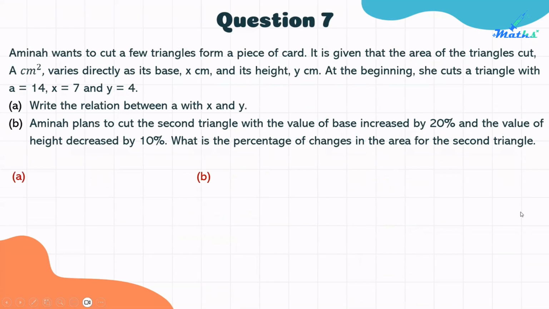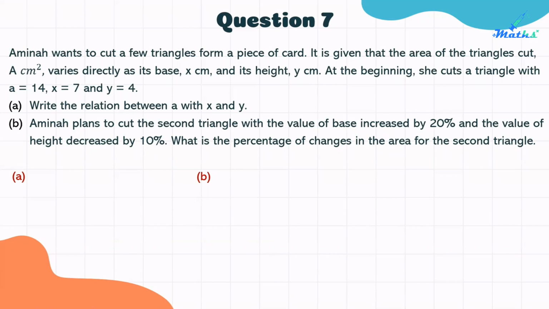Okay, question 7, which is the last question for our direct variation. Amina wants to cut a few triangles from a piece of card. It is given that the area of the triangle cut, A cm squared, varies directly as its base x cm and its height y cm. At the beginning, she cut a triangle with A equal to 14, x equal to 7, and y equal to 4. So question A, write the relation between A with x and y.